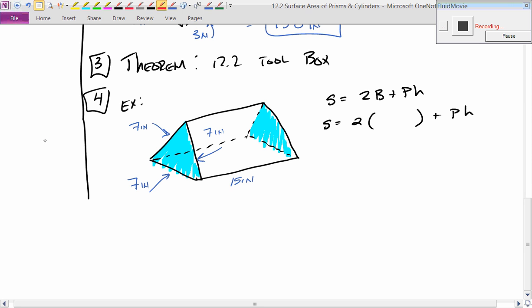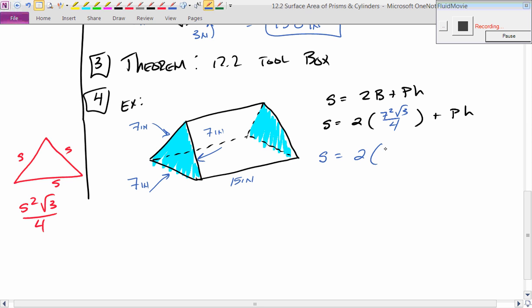How many of you remember the area of an equilateral triangle from last unit? If this is S, and this is S. Yeah, very good. It's S squared, square root of 3 over 4. Very nicely remembered. So that's going to be 7 squared, square root of 3 over 4, plus PH. So 2 times 49, square root of 3 over 4, plus. Now, P stands for the perimeter of the base only. And if the base is a triangle, then the perimeter of that triangle is just 7 plus 7 plus 7, which is how much? 21. 21 times, what's the height?